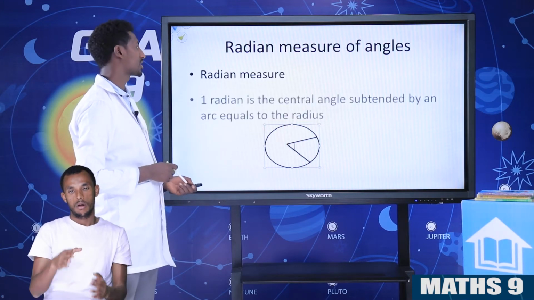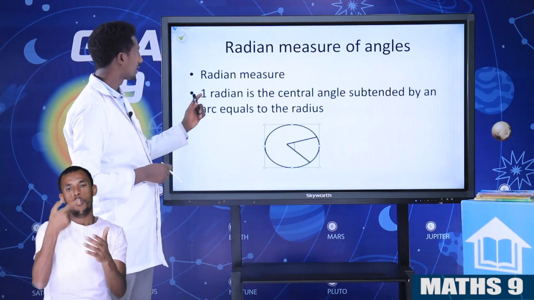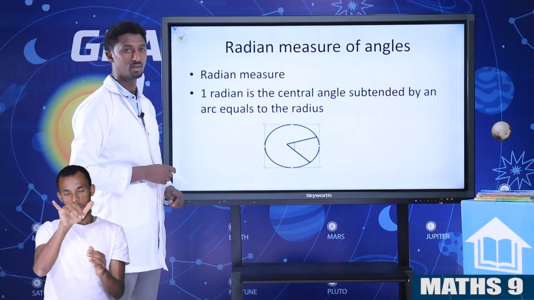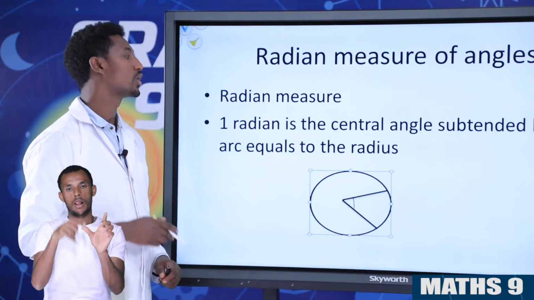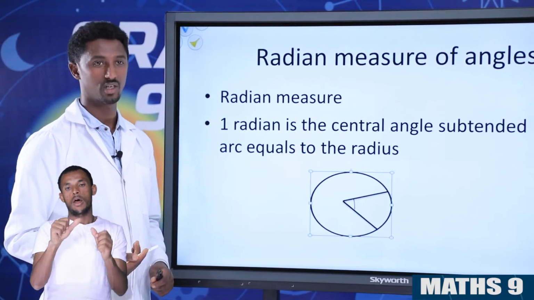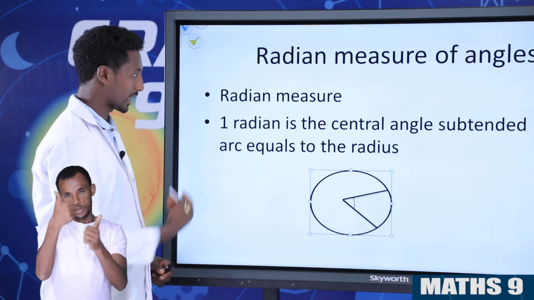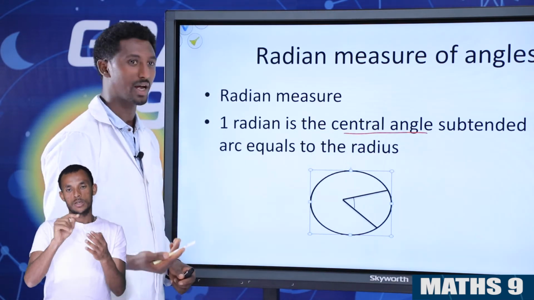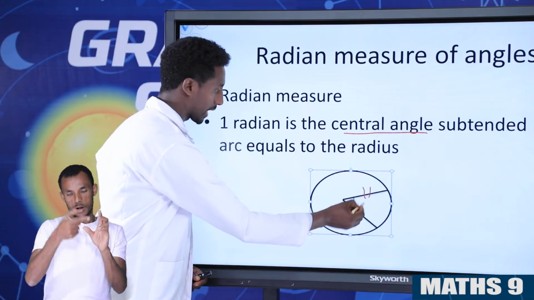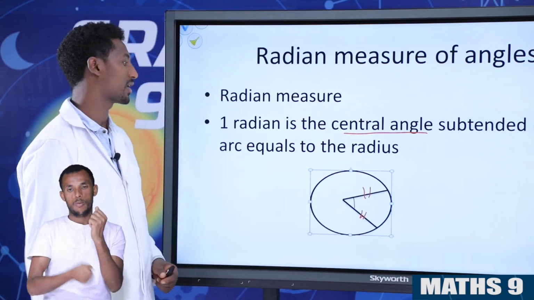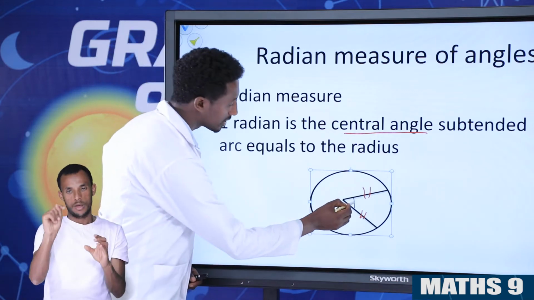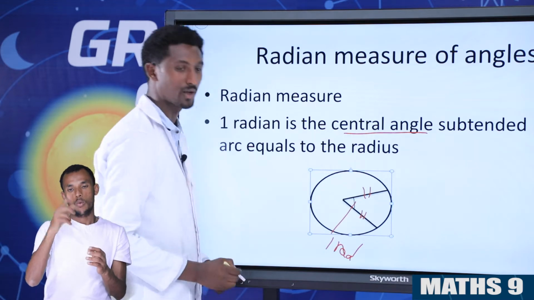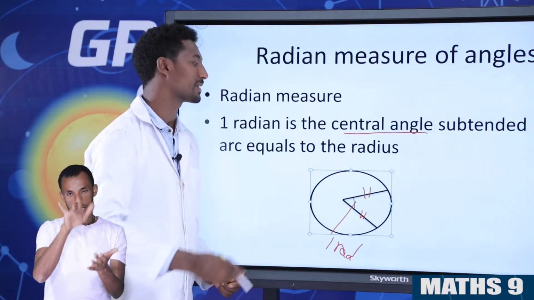So, radian measure of angles. What is a radian? One radian is the central angle which is subtended by an arc of a circle which is equal to the radius. If you recall, the central angle is an angle which is formed by two radii of a circle.